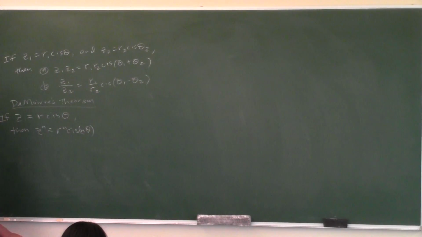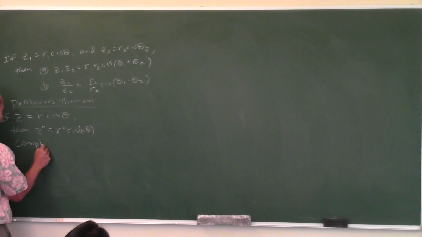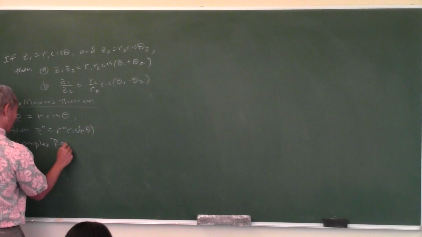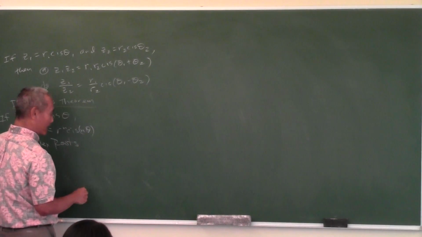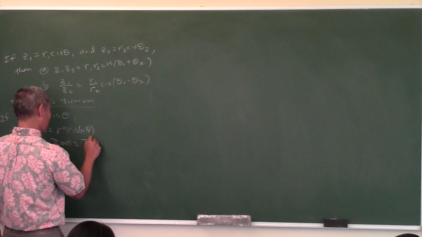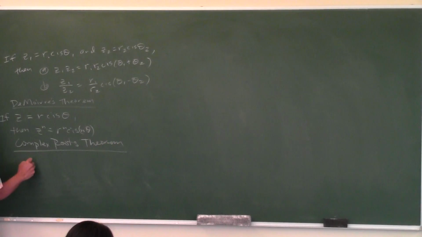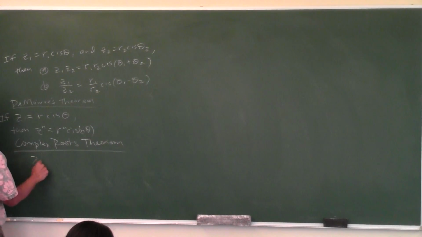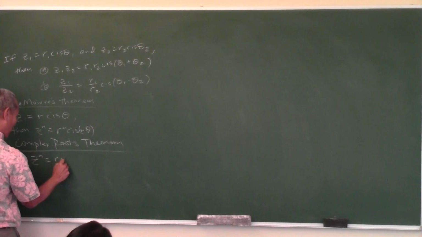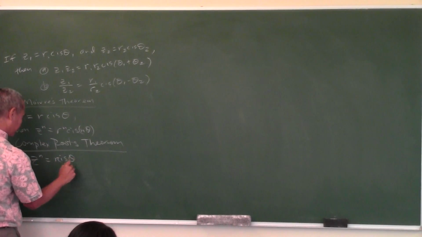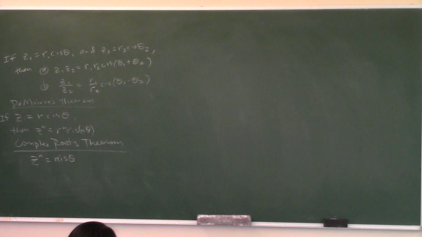And then the last theorem, this is the last theorem. This is called the complex roots theorem. What about the remainder theorem? No, we learned that already in Algebra 2. The complex roots theorem, okay, this is the hardest one, okay? If you have to solve an equation, z to the n is equal to r cis theta, and again, see how it's in polar form?